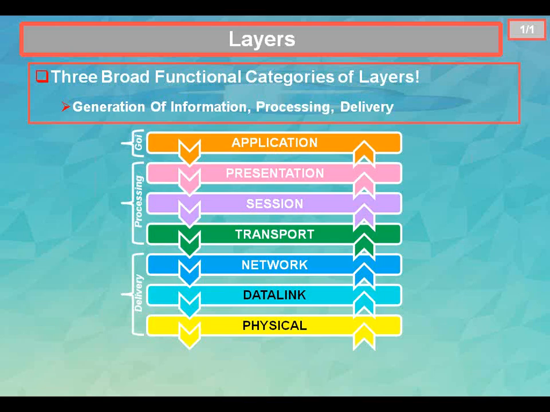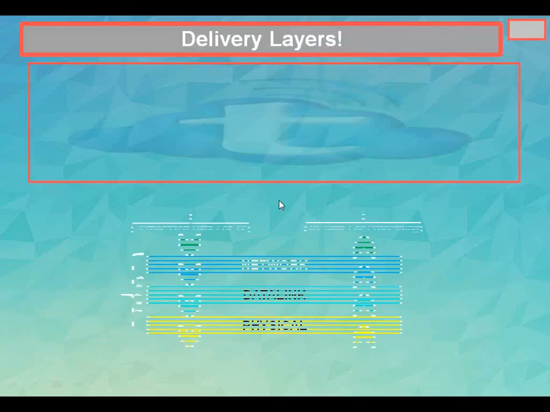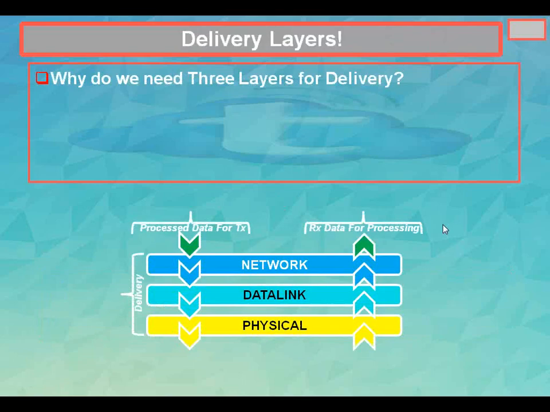Now we have to start worrying about one broader category. Which category do we take up first? Individually also we have to study each layer, but first we have to worry about one broad category. Which broad category are we going to take? Today we are going to understand the delivery layers. Why do we need three layers for delivery? Network, data link, and physical.